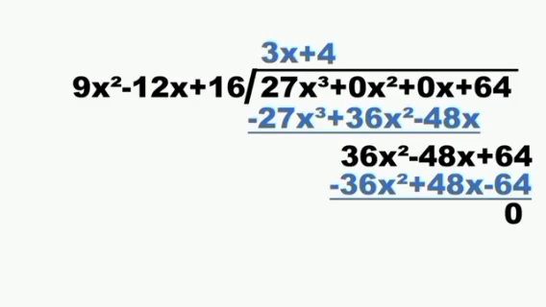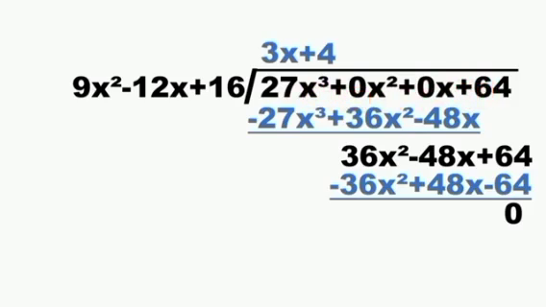Here we have the missing terms. We have the highest exponent, x cubed, so we have missing terms of x squared and x. So you have to provide those with coefficient 0 in order not to change the value of the dividend.